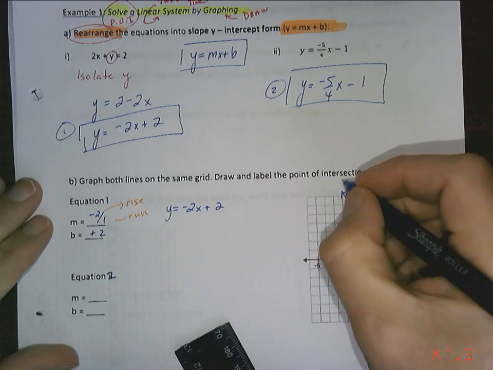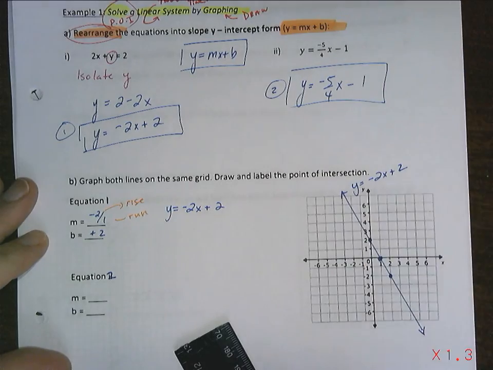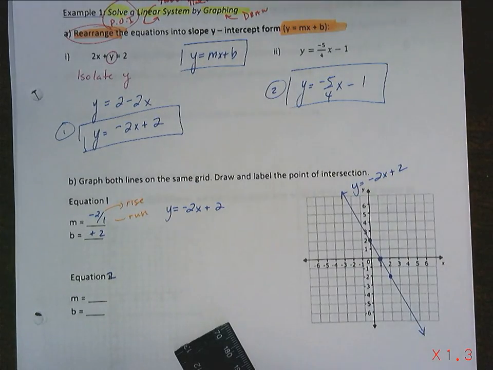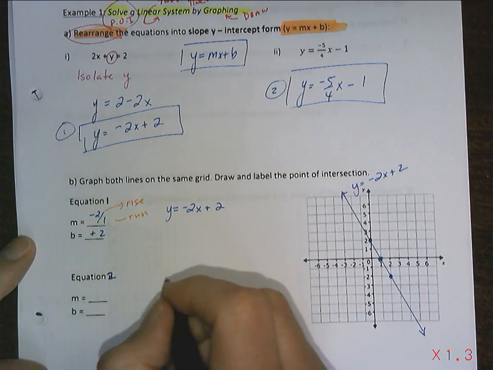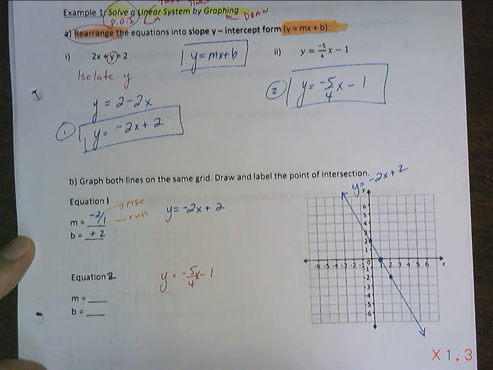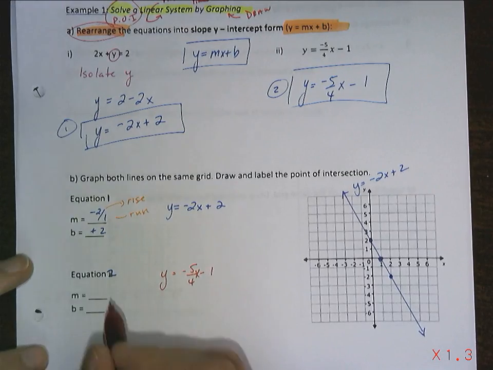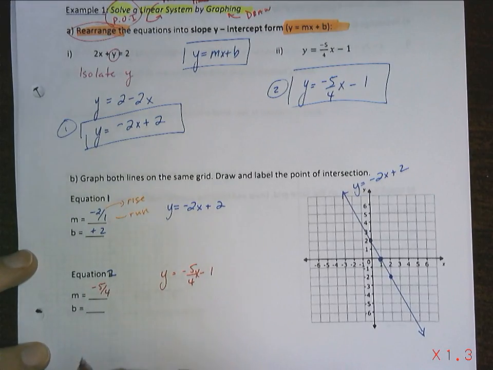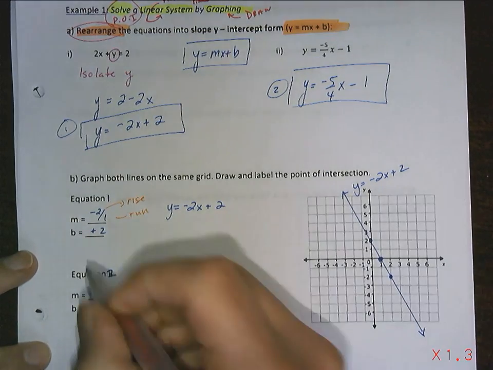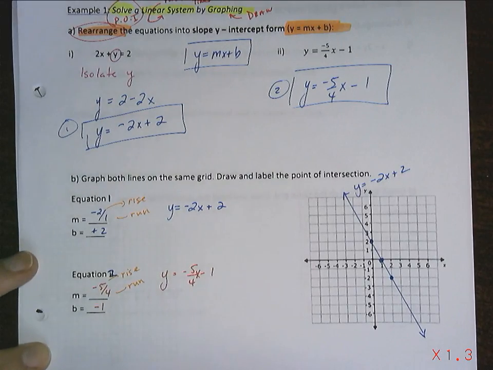So this is my equation 1. This is y equals negative 2x plus 2. Now what I want to do is sketch my other one. What's equation 2? Well, equation 2 is y equals negative 5 over 4 x, oops, I need the x, minus 1. So what is my slope? My slope is negative 5 over 4. What is my b value? My b value is negative 1. That means I have a rise and I have a run.